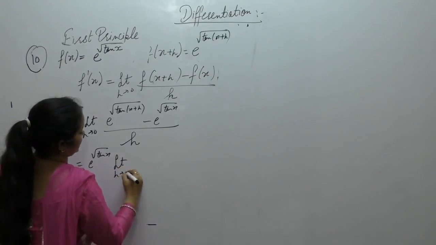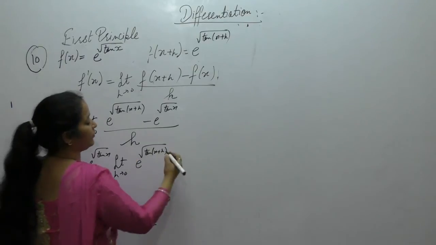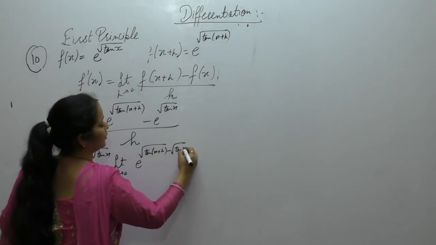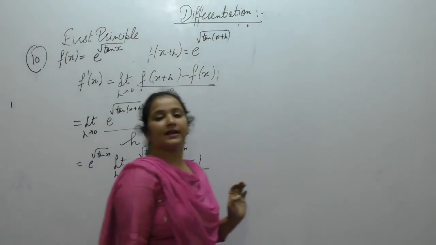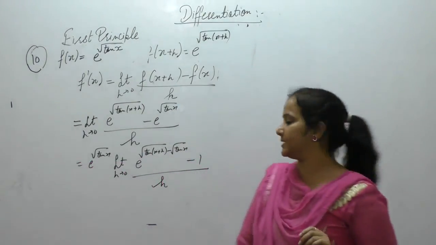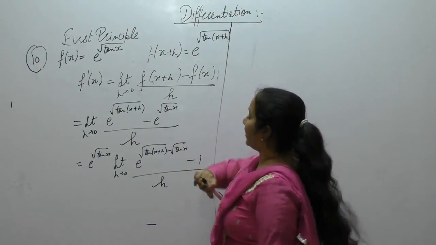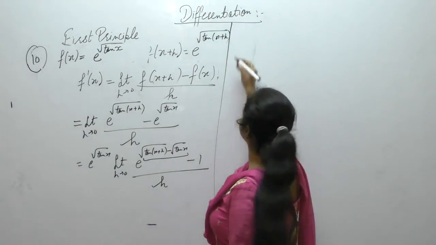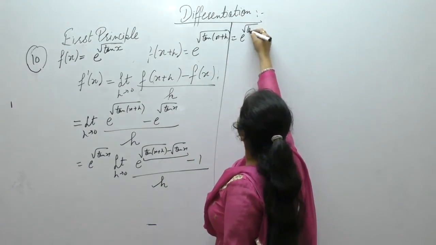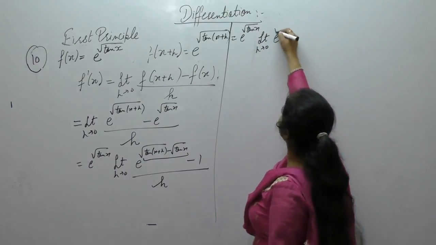Limit h tends to 0. There is no term of root tan x, so subtract root tan x minus 1 upon h. Limit x tends to 0, e power x minus 1 upon x is 1. Therefore, we have to multiply and divide by this term. E root tan x, limit h tends to 0.